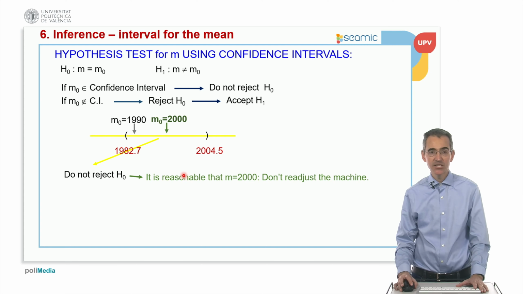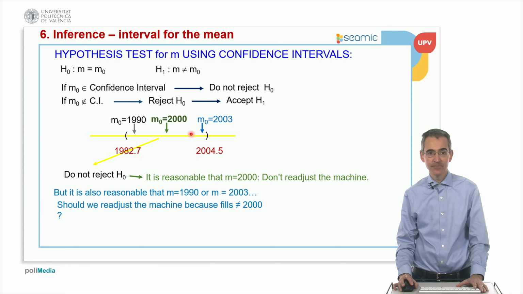Okay. Imagine that we consider the null hypothesis m equal 1990. Well, the conclusion would be the same. Or 2003, again, the conclusion will be the same. Okay, same. So should we readjust the machine because it feels different from 2000? No. We don't have enough evidence.